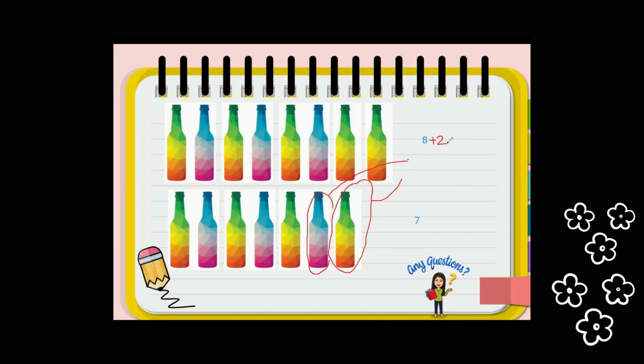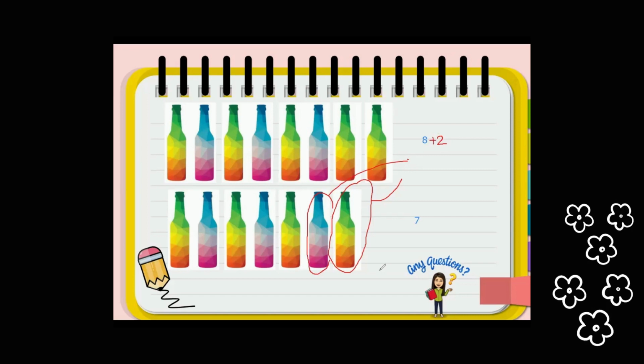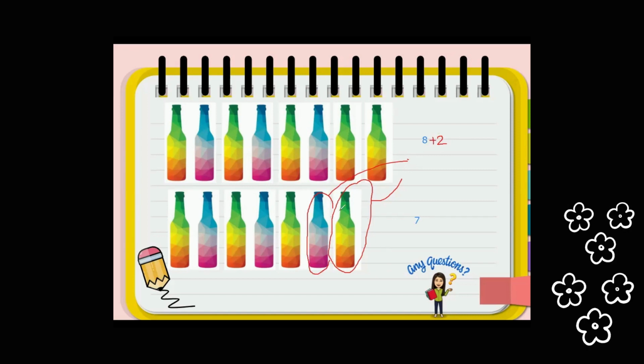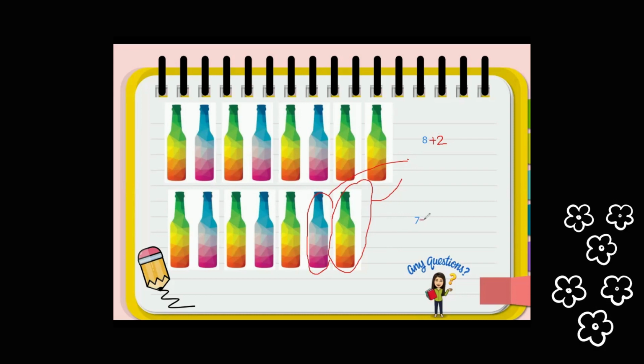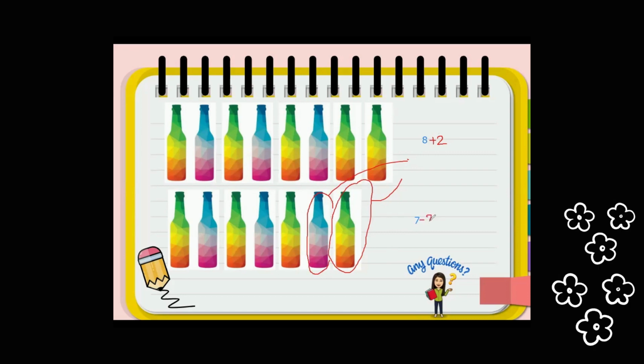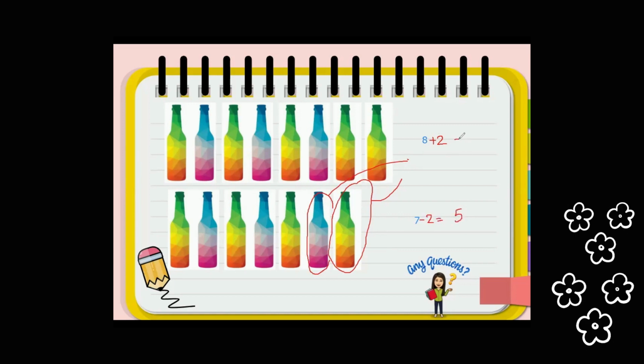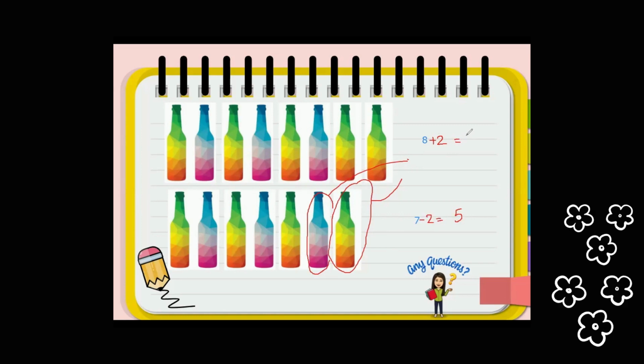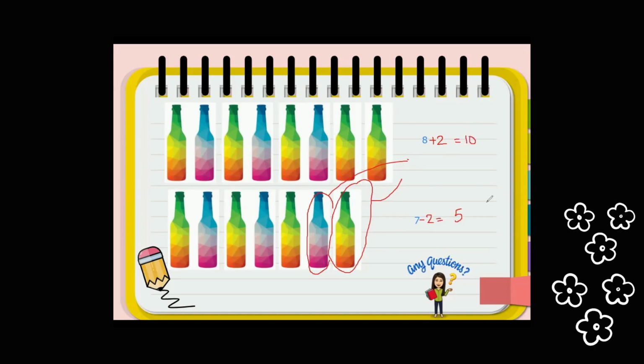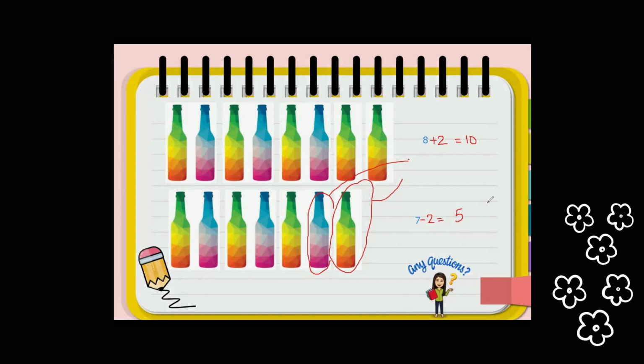So if on top we have added 2 bottles, so in the bottom row we have to subtract 2 bottles. So 7 minus 2 is equal to 5, right? So here it's 5, and 8 plus 2 is equal to 10, right? So now 10 plus 5, everybody knows it's 15.